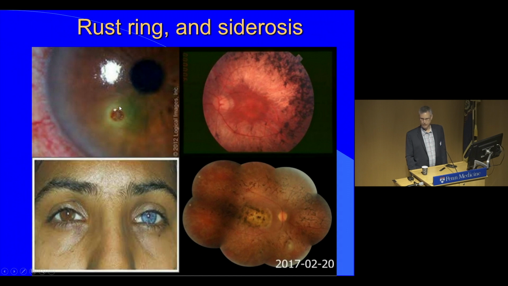If it gets on the cornea, as Dr. Zheng knows, it'll form a rust ring and damage the cornea. If it gets into the eye, intraocular, it can actually cause pigmentation of the iris. So this patient has heterochromia, two different colored irises, because the iron has promoted melanogenesis in the patient's right iris, right eye. In the retina, this is exquisitely damaging. So we see here bone spicules, similar to what it looks like in retinitis pigmentosa, and also macular atrophy.